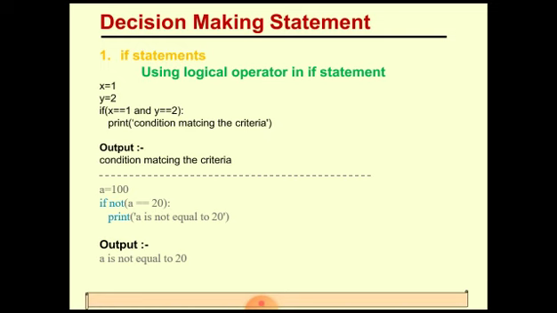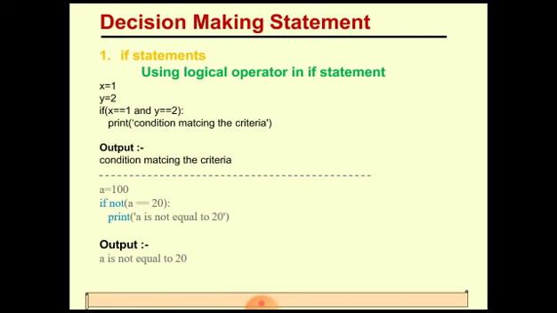Previously, x is equal to 1 and y is equal to 2 were two different relational expressions, or two different conditions. Both were having the equality operator, which is double equal to, and now we are using the and operator for combining these two conditions. So what will the and operator do? All of you know the and operator will return true only if both the conditions are true.